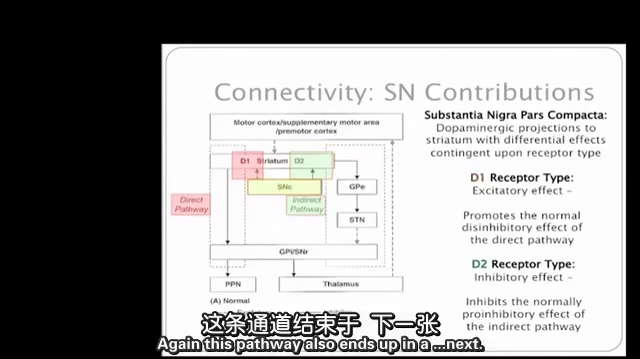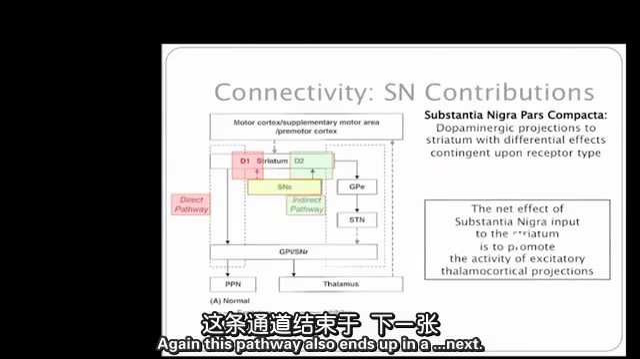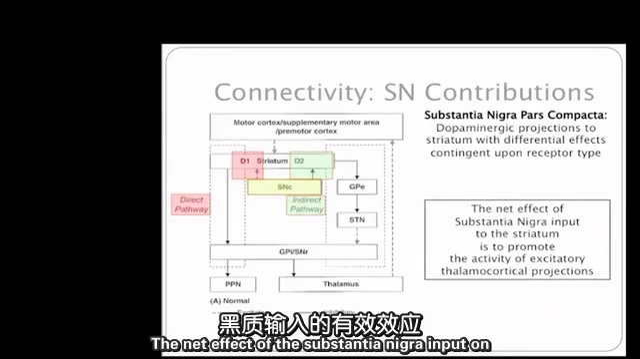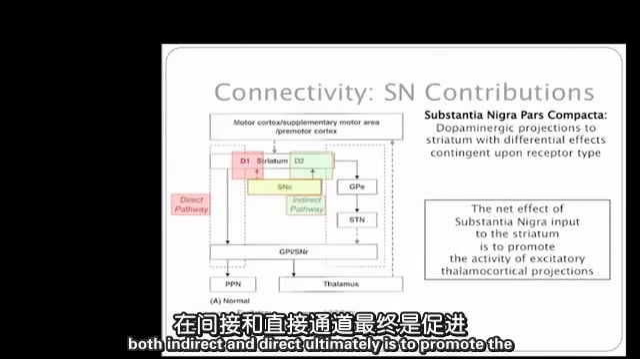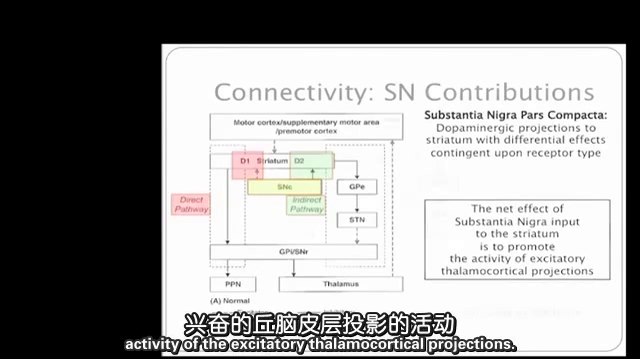Again, the net effect of the substantia nigra input on both the direct and indirect pathways is ultimately to promote the activity of the excitatory thalamocortical projections.